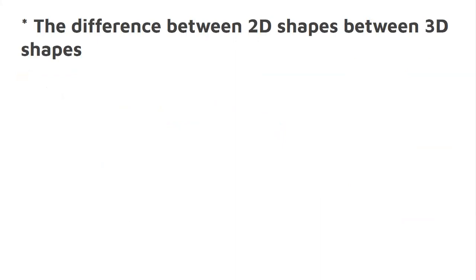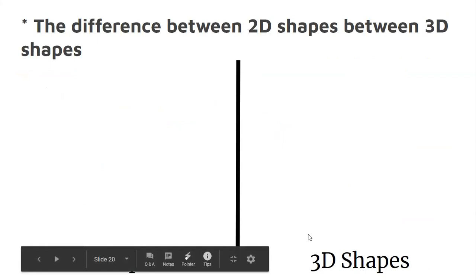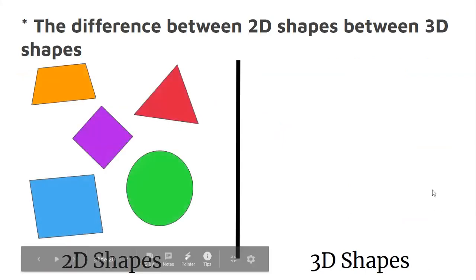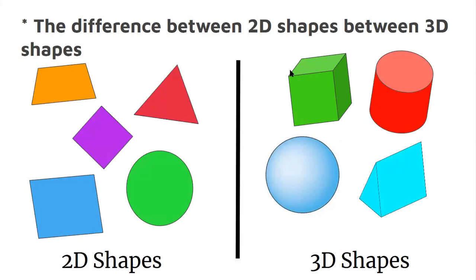So you might ask, what is the difference between 2D shapes and 3D shapes? So here are 2D shapes on the left side and 3D shapes on the right. These are 2D shapes and these are 3D shapes. Can you tell the difference? Yes. Dude, the 3D shapes look like something you can grab, carry, touch, or push. Yeah.